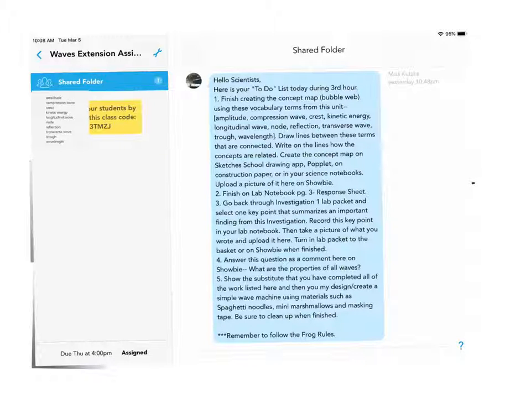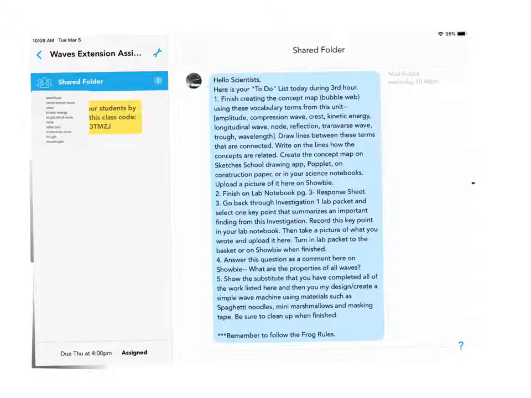Make sure that you pick a medium that you'll be able to draw on the lines. If you start creating a Popplet, you might have to take the Popplet, screenshot it, put it into Sketches School, and draw on the lines that way. So you're going to write on the lines how the concepts are related. Create the concept map on Sketches School Drawing App, Popplet, on construction paper, or in your science notebooks.